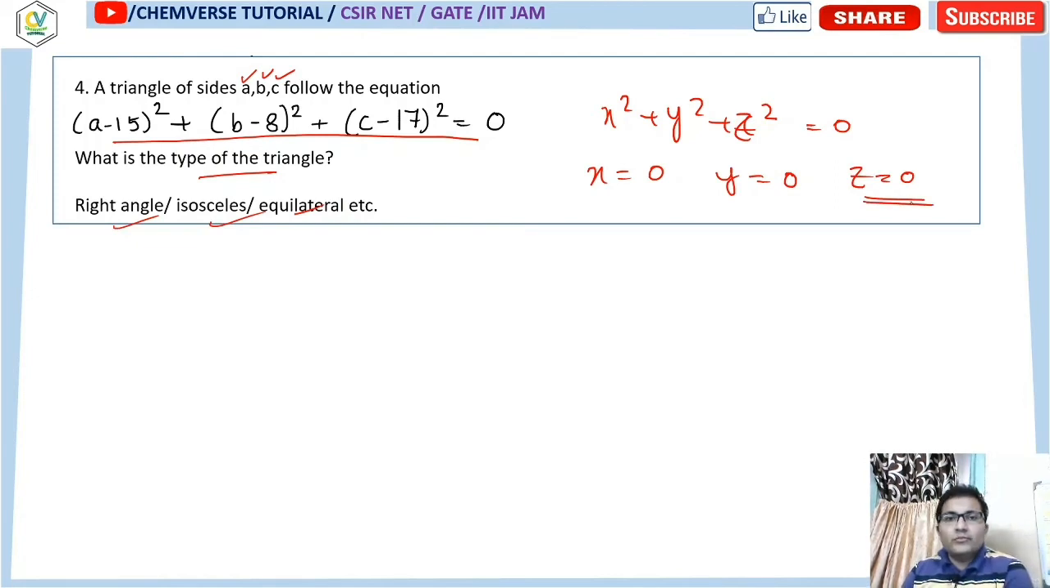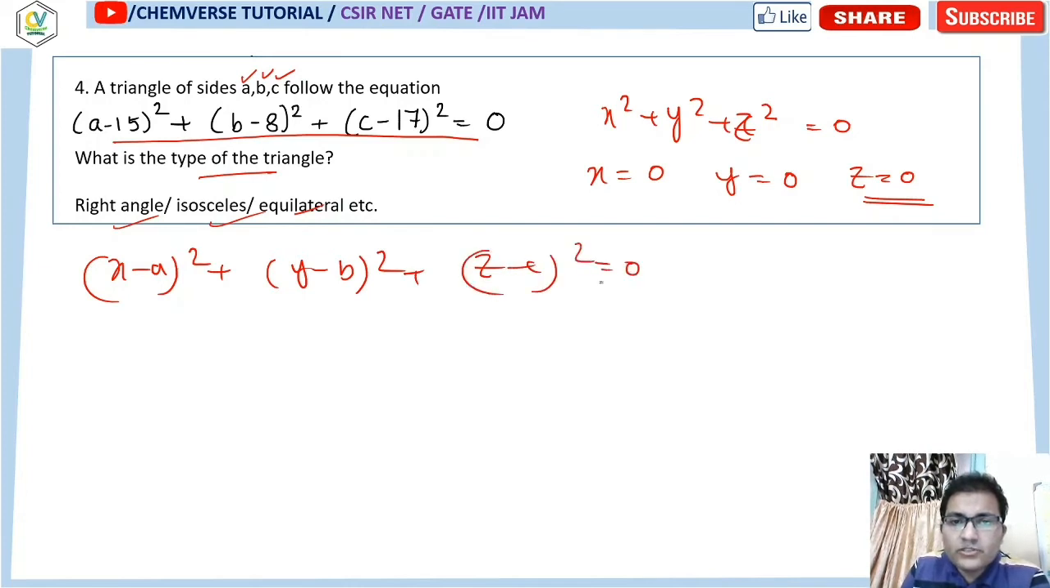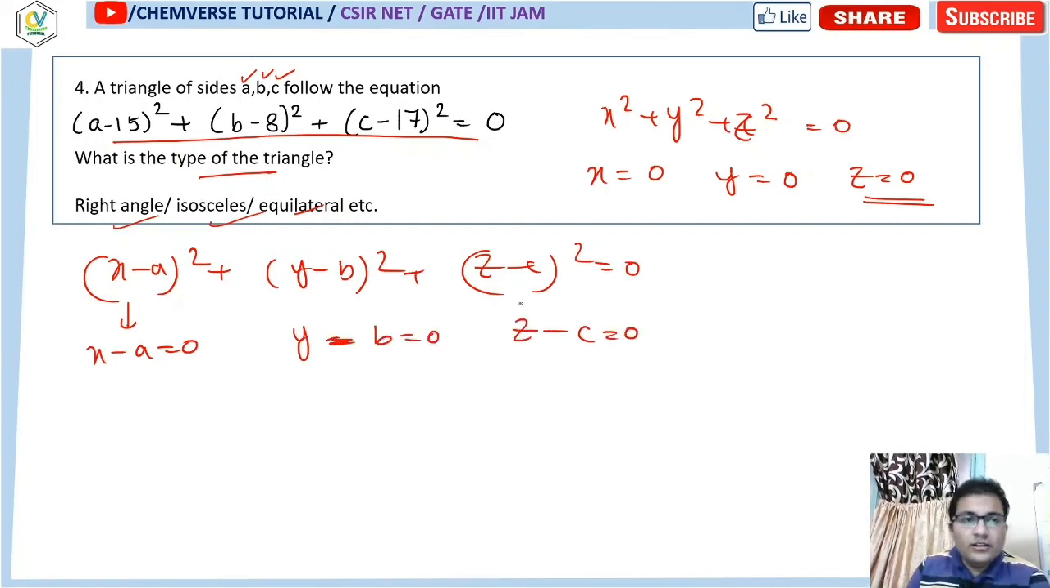So this could be one possibility. If for the same case, (x minus a) square plus (y minus b) square plus (z minus c) square equals 0, that means individually x minus a equals 0, y minus b equals 0, and z minus c equals 0. Now look at the question, it is nothing but this type of equation.